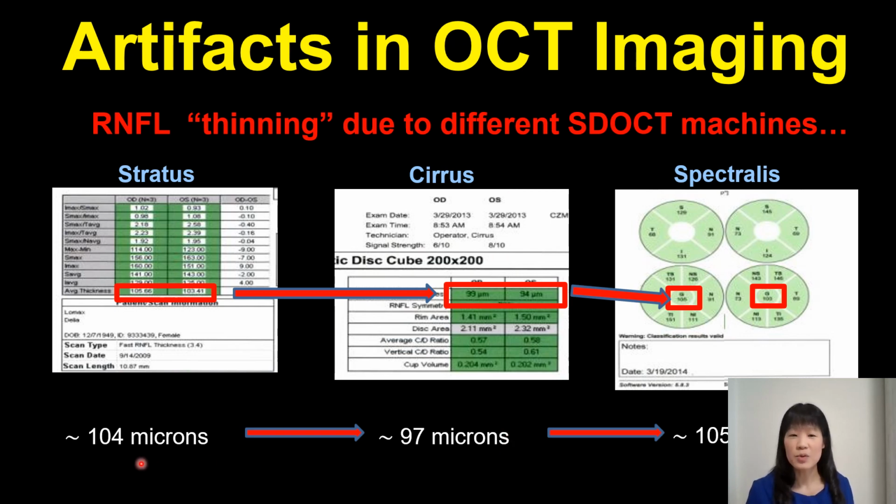So it's like, oh my goodness, rule of fives. This is more than 5 microns. Maybe this patient has RNFL thinning. Maybe this is progression in the green. Maybe the patient is going from, let's say, a 0.1 cup to a 0.3 cup. Maybe this is clinically significant.